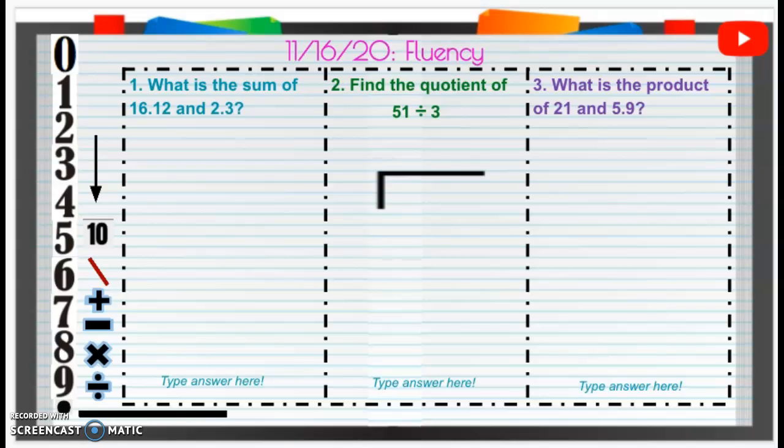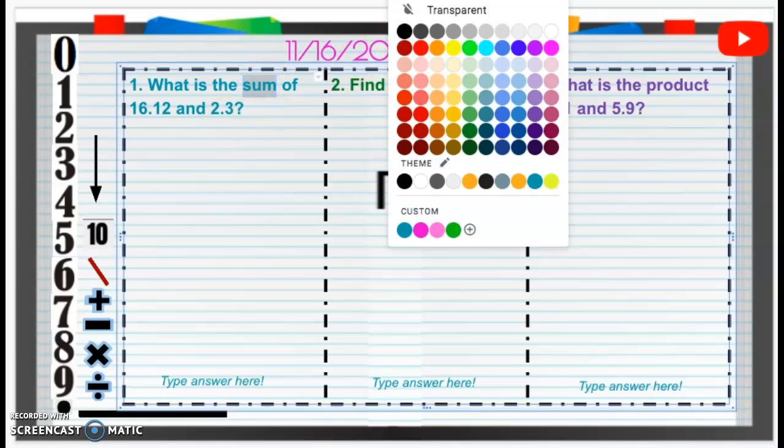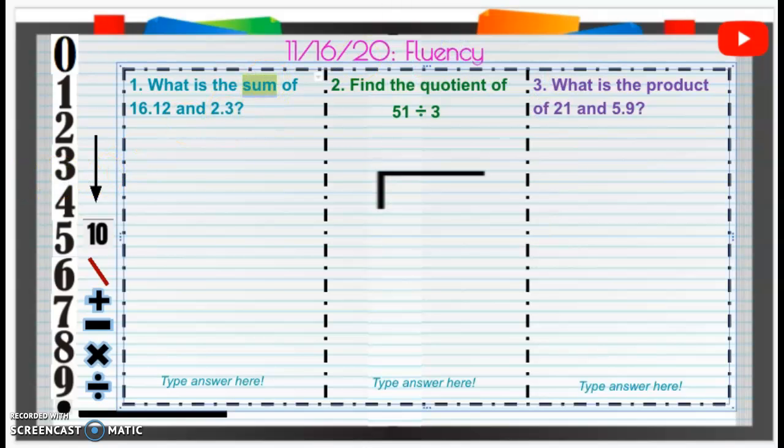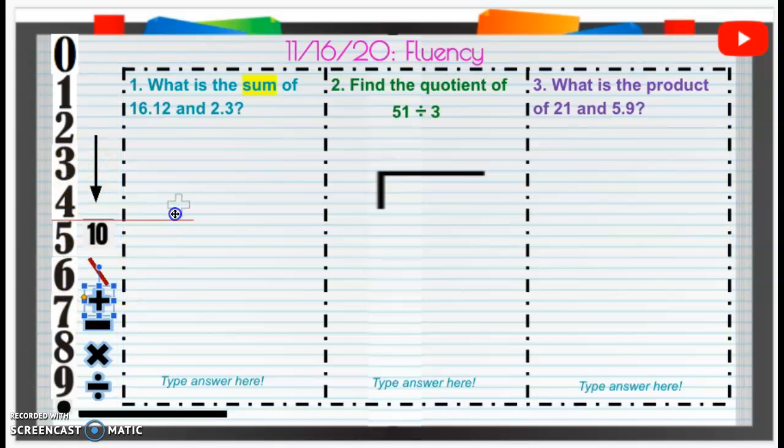November 16th, 2020, Fluency. Number 1, what is the sum of 16 and 12 hundredths and 2 and 3 hundredths? So I know that word sum is going to mean add, so addition. So I'm going to add these two numbers. Now, when I'm adding, do I have to line up my decimals?